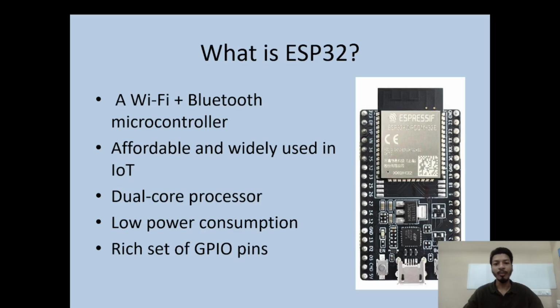ESP32 is a development board which you see on the right side. This is the ESP32 development board. It has different components on it, like the regulator circuit, the programming chips, buttons, then the microcontroller. This ESP32 microcontroller is this part on the top.